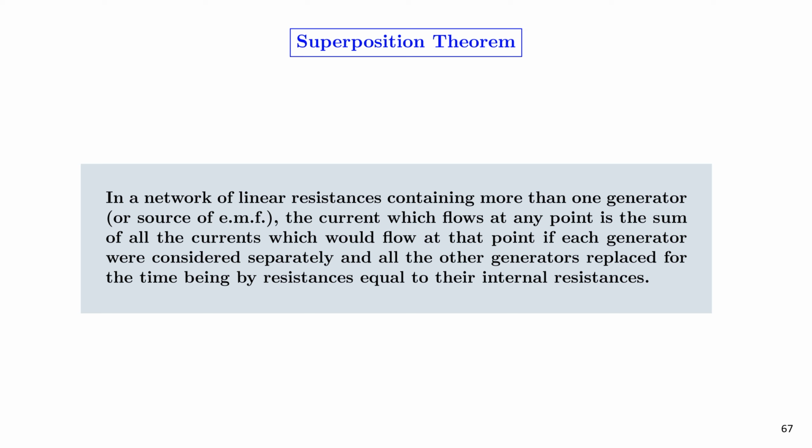The general statement of the superposition theorem therefore goes like this. In a network of linear resistances containing more than one generator or source of EMF, the current which flows at any point is the sum of all the currents which would flow at that point if each generator were considered separately and all the other generators replaced for the time being by resistances equal to their internal resistances.